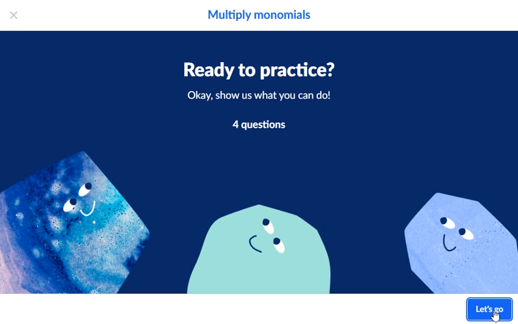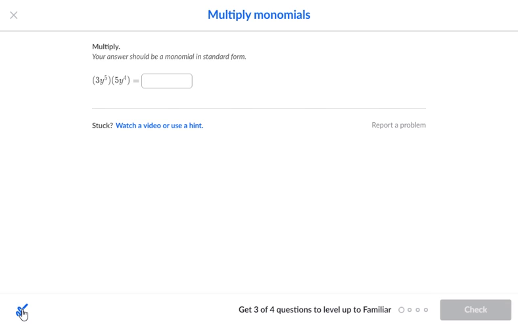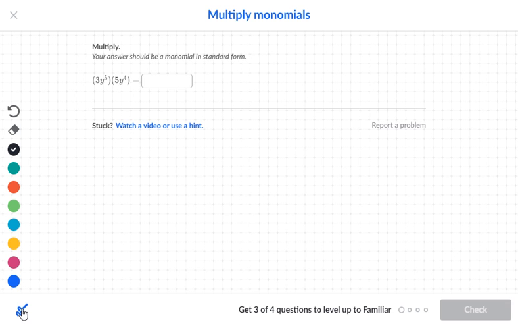Multiply monomials. Okay, so we want to multiply monomials. What we want to do is rewrite it. So rewrite each monomial. So what you have is 3y to the fifth. Then you have 5y to the fourth.